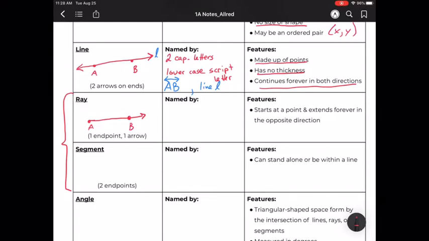Now, because my endpoint is at A and the arrow is by the B, we still name it with two capital letters, but the endpoint goes first. And the direction is important, so I would call this ray AB, and you use the AB and then a ray symbol to the right, so only one arrow. That's how you name a ray. It starts at a point and extends forever in one direction.